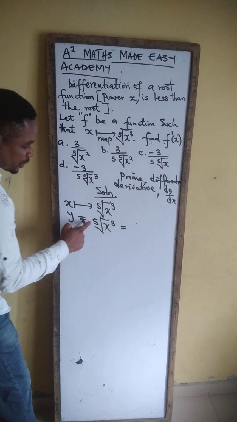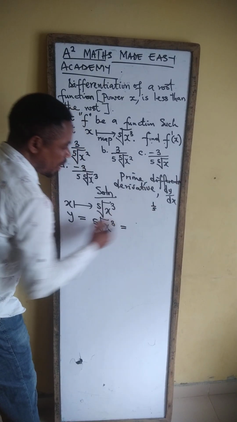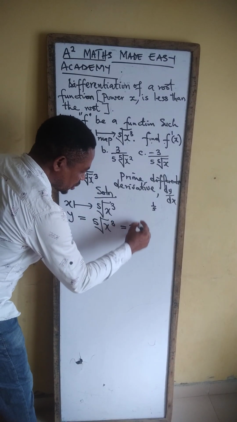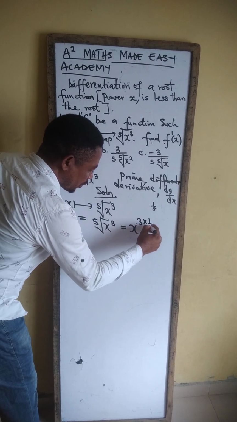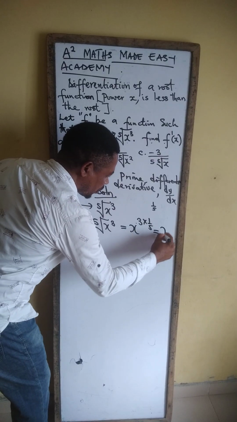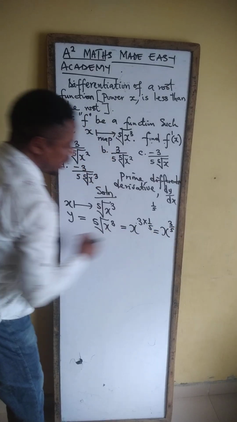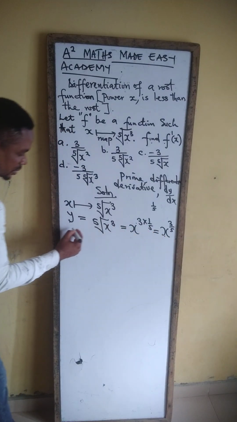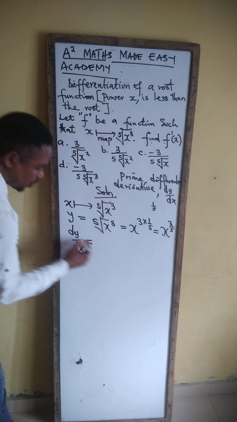Now I want you to watch. Another way of writing the fifth root is always power 1 over 5. The first thing we are going to do is to write x raised to the power of 3, then multiply it by 1 over 5. So simply it will now give us x to the power of 3 times 1, which is 3, all over 5. Then I want to differentiate now. I'm differentiating y against x. It will give me dy over dx, which is now equal to.